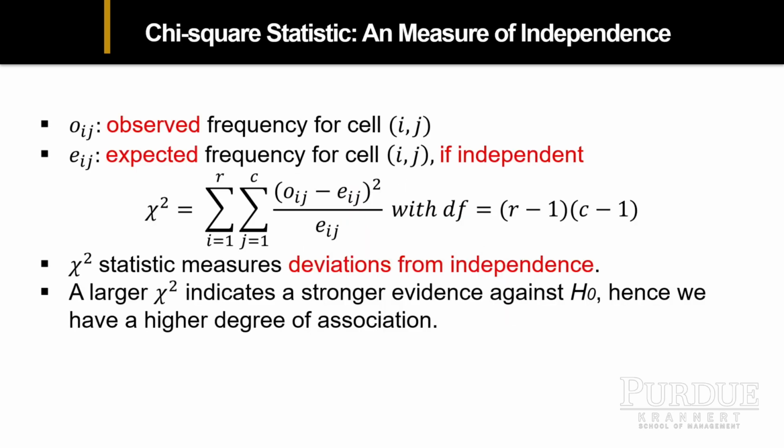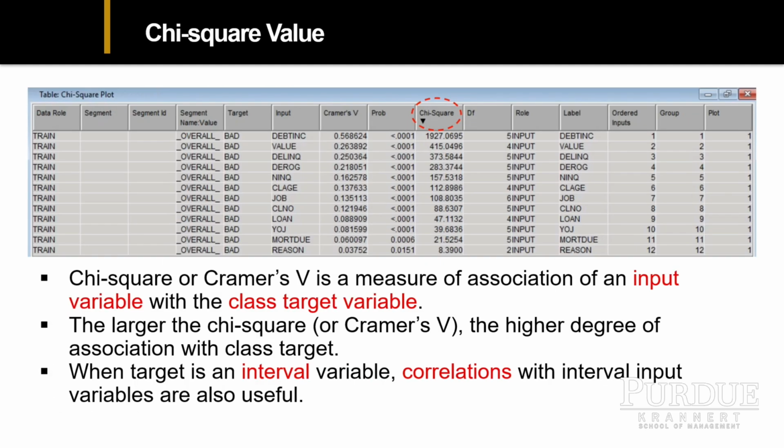This is exactly equal to the one shown in the table, the chi-square value and the p-value for the input variable called reason. Basically, if alpha equals 0.05, then we can reject H null and say these two are not independent.